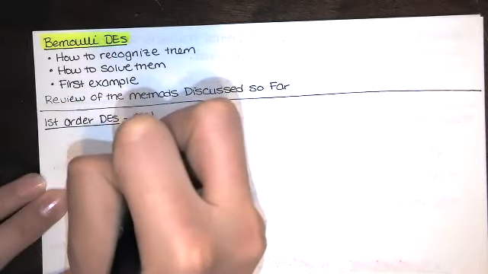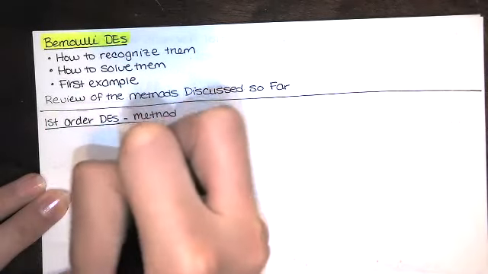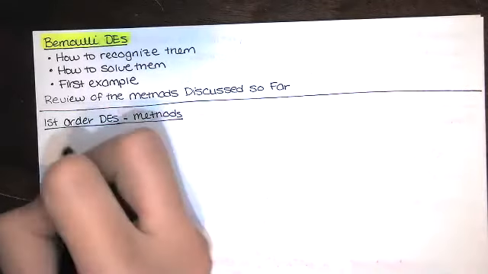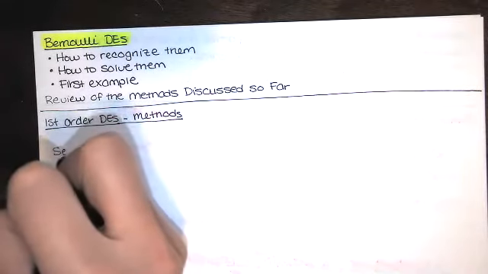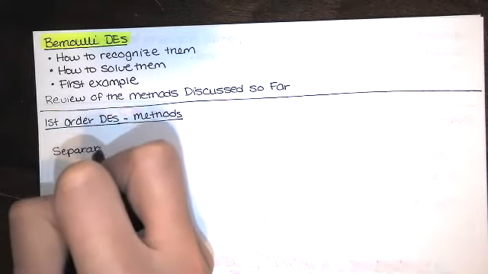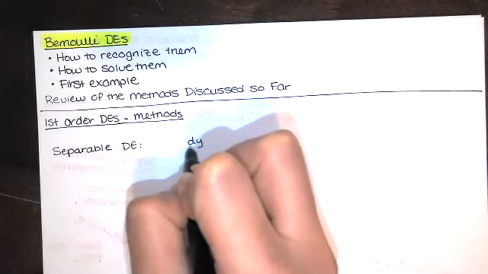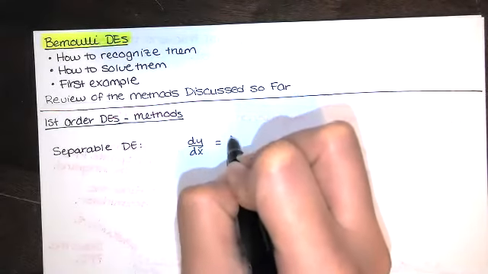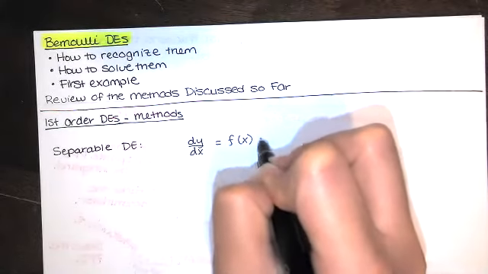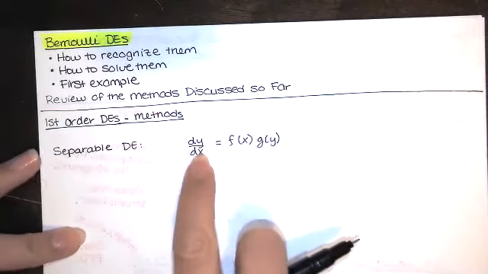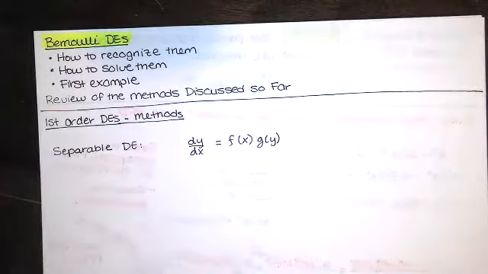The first method that we learned was the method for separable differential equations. So we said that a differential equation is separable if it can be written in this form: dy/dx equals a function of x times a function of y. If you can get y prime, or the derivative, by itself, and then factor the other side, then it's possible to separate the variables.